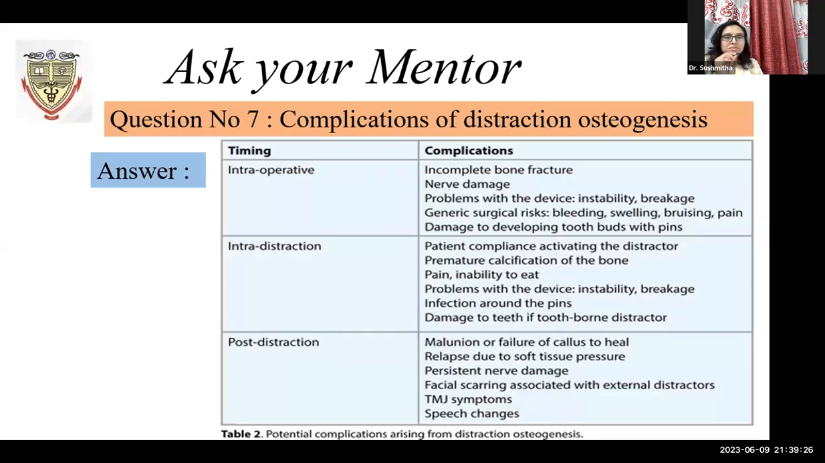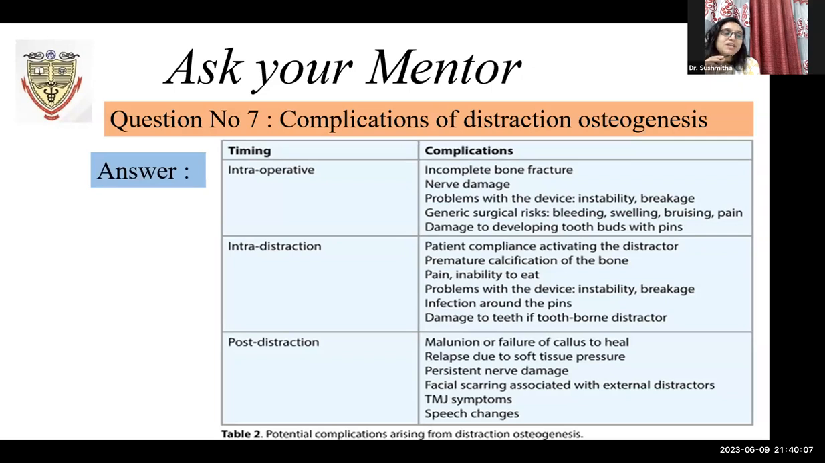Complications can be very simply divided into intraoperative, then during the distraction, that is intradistraction, and post-distraction. During the intraoperative phase, you can encounter incomplete bone fracture. As he mentioned, mostly everything is osteotomy. Corticotomy is just a way of doing it, but eventually you have to separate it completely. Then you have nerve damage, problems with the device, that is instability, breakage. Because of this, it is always advised that you first place the distractor and then complete the cut, not completely do the osteotomy and then try to place a distractor. So that is a part of the planning.